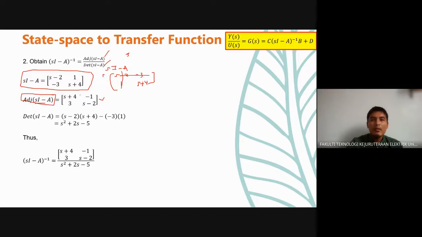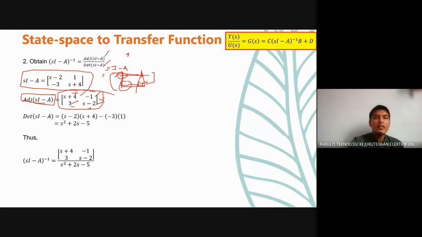That's why you got s plus 4 here, and then you need to close negative 3, so that's why it becomes 1, and then you need to close 1, and you got 3, and then you close s plus 4, becomes s minus 2. However, you need to apply the sign: positive, negative, negative, positive. That's why you got the answer of the adjoint of sI minus A.